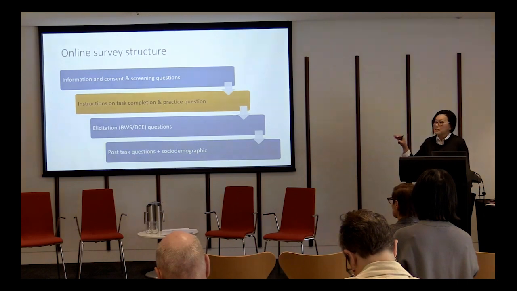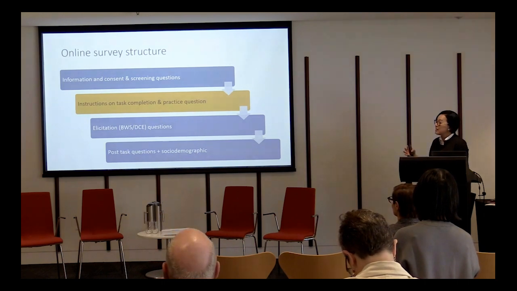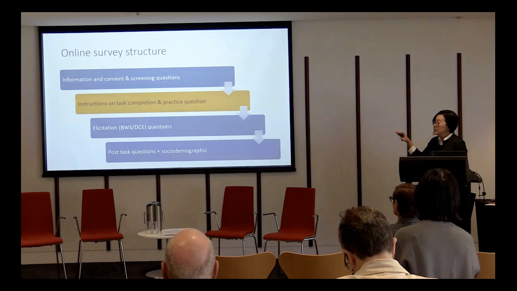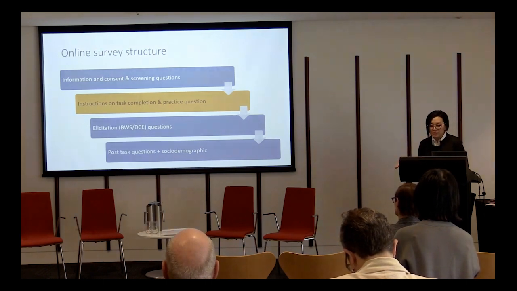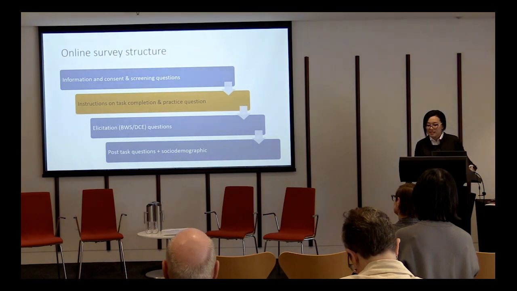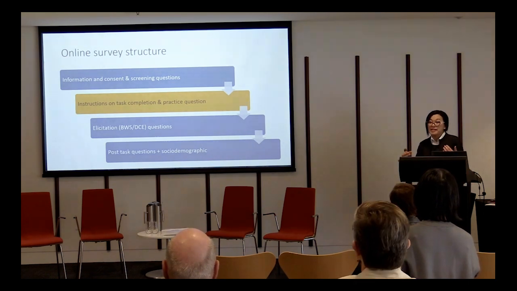Then we've got some instructions on how to complete the task and a practice question. Then we follow on to the actual elicitation, and then post-task questions and social demographics. The reason why I highlight the instructions on task completion is because that varied depending on the sample that we went to.